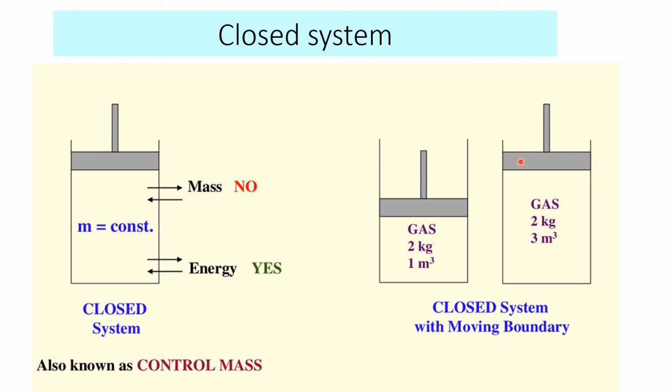Already we have explained the boundary may be fixed or it may be movable. So the best example we can give for a closed system is the pressure cooker, or the gas which is confined, which is contained between the piston and the cylinder arrangement. So this is about the closed system.